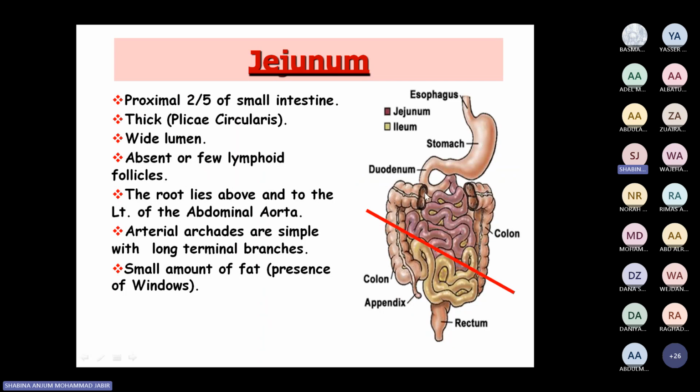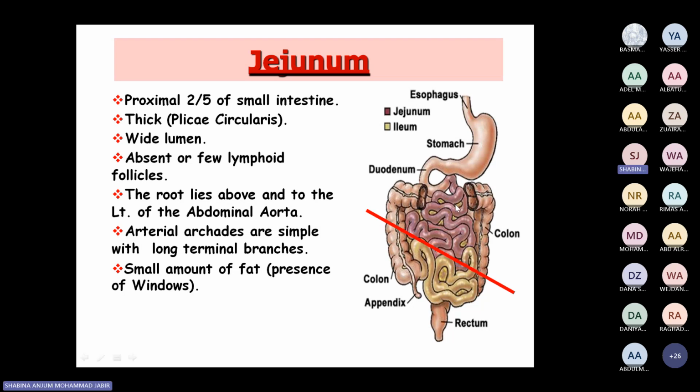Now we will see about the jejunum. From where will it start? After the duodenum, the jejunum will start. Embryologically we know that it will occupy mostly the left upper part of the abdomen. Here you can see this is the left upper part, which is mostly occupied by the jejunum.